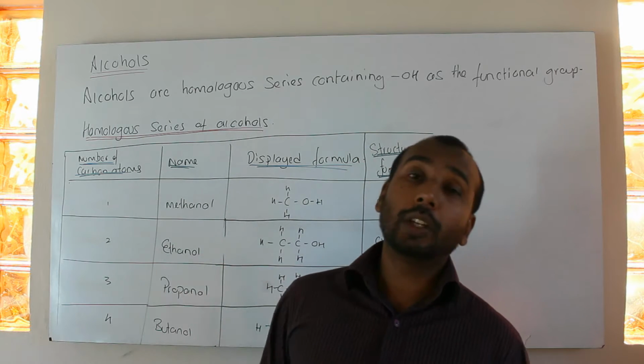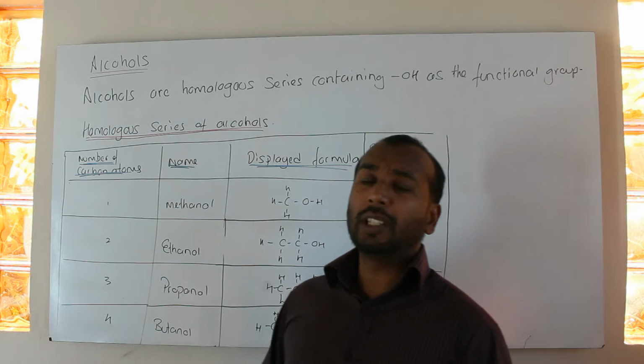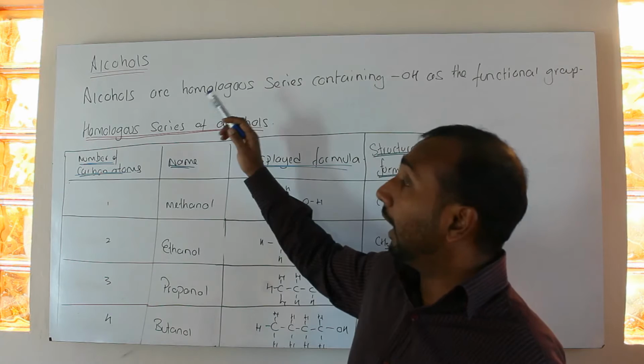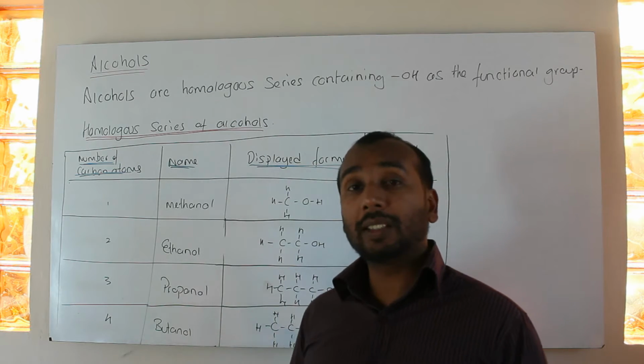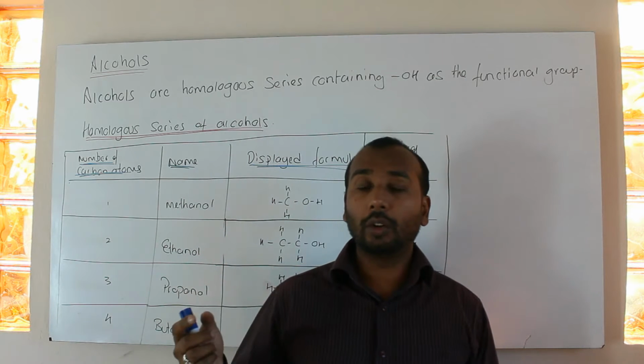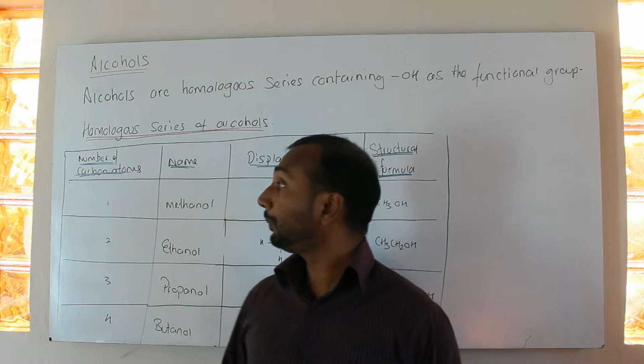This time we are going to look at the chapter on alcohols. Alcohols is the next homologous series after the alkanes and alkenes. Alcohols is a homologous series which is characterized by the OH functional group. So whenever you see an OH on an organic compound, we know that this organic compound is an alcohol.